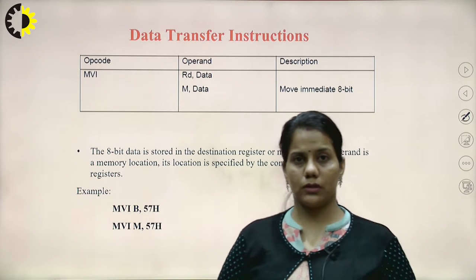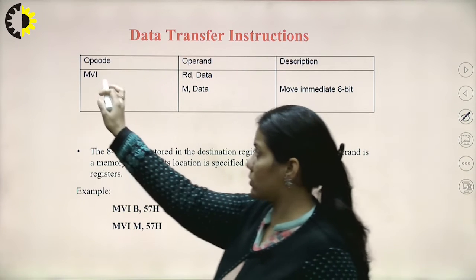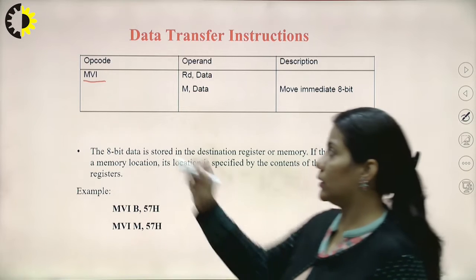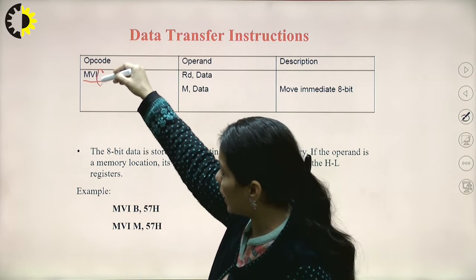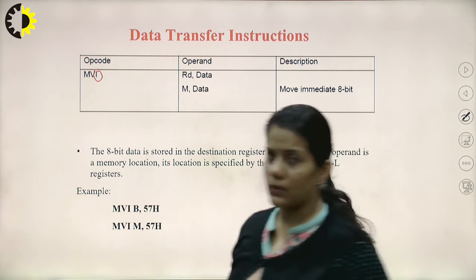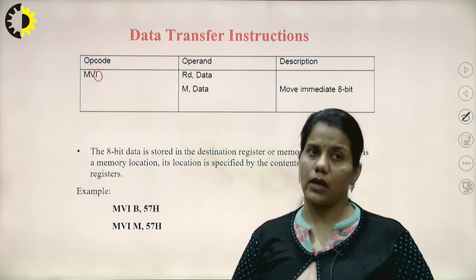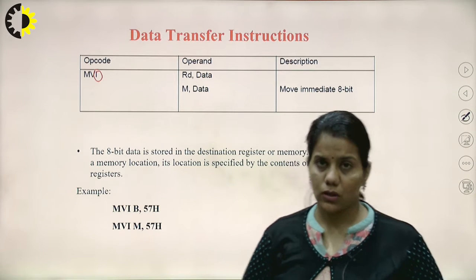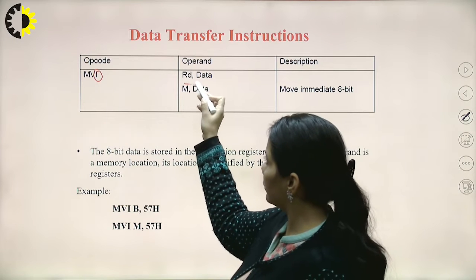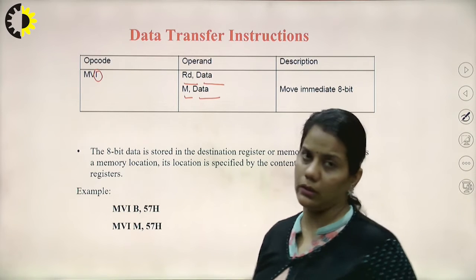Let's move on to another instruction in this category. Again, this is also a copy instruction, but it will copy the immediate data. The I over here denotes that. So these types of instructions are identified by the letter I in the instruction. It means the immediate data. So operands are destination register and data, memory location and data.